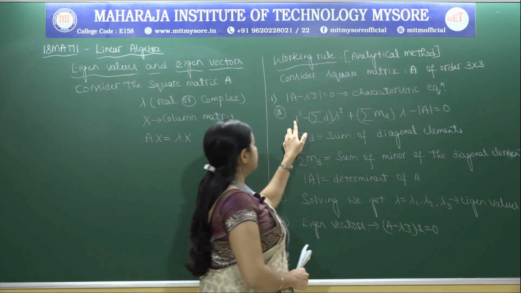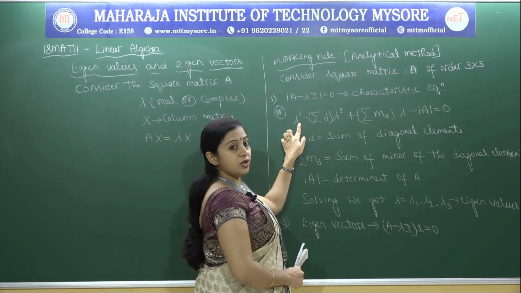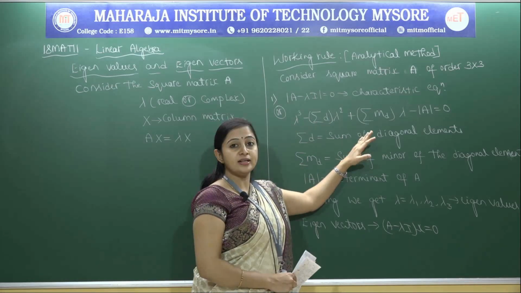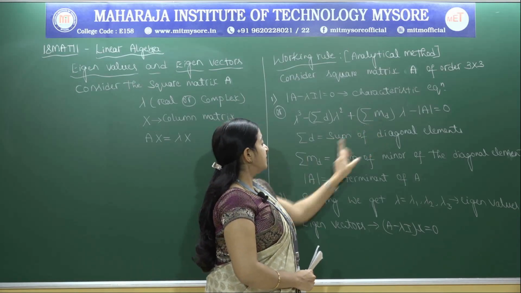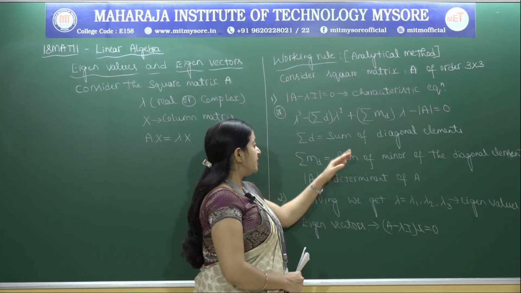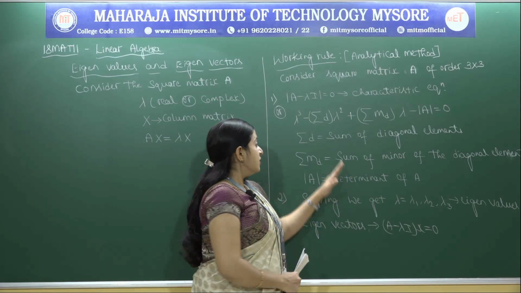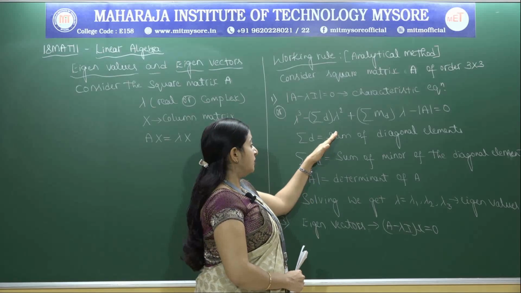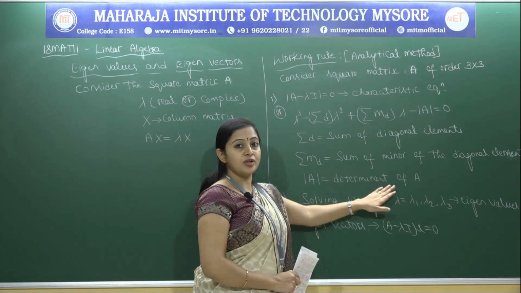0. Here, if the order is 3 cross 3, the first term is lambda cube. Next, summation of D is the sum of the diagonal elements in the given matrix, and the summation of MD is the sum of minor of the diagonal elements in the given matrix, and the last one is the determinant of the given matrix. So using this formula, you can find determinant of A.